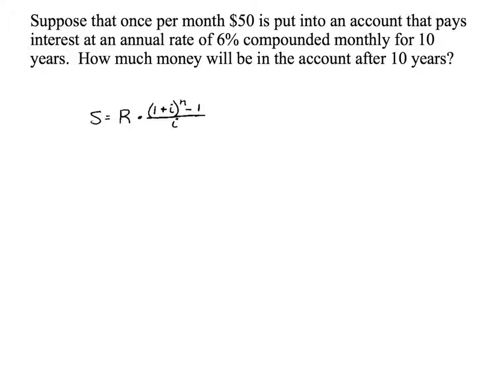Suppose that once per month, $50 is put into an account that pays interest at an annual rate of 6% compounded monthly for 10 years. How much money will be in the account after 10 years?